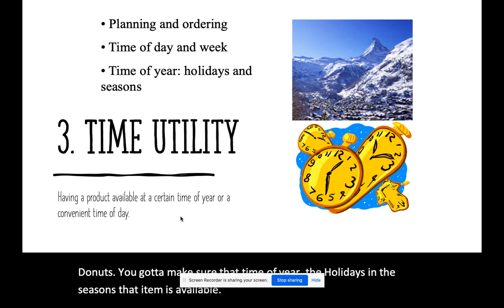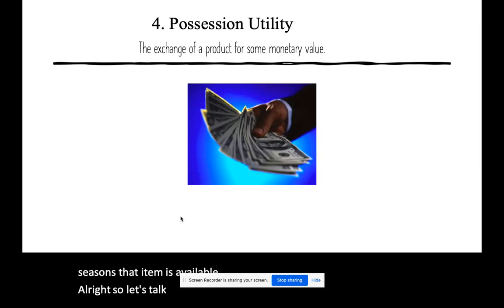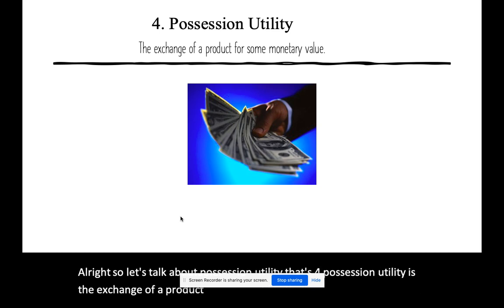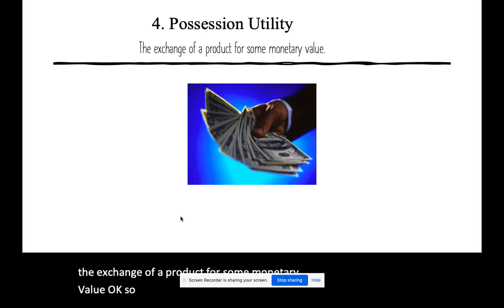All right, so let's talk about possession utility. That's number 4. Possession utility is the exchange of a product for some monetary value. Okay. With possession utility, this basically means that the product is relatively easy to acquire.